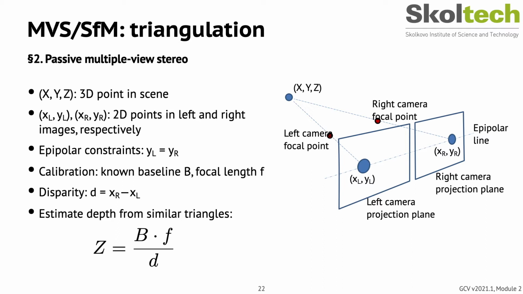The quantity disparity is the difference in image location of an object, seen by the left and right cameras respectively. This quantity is inversely proportional to depth of a 3D point, given the optical parameters of the system, which follows from similar triangles. The depth can therefore be estimated using the formula in the slide.